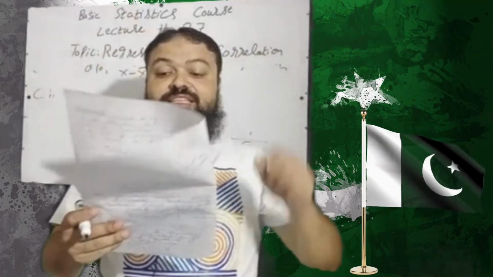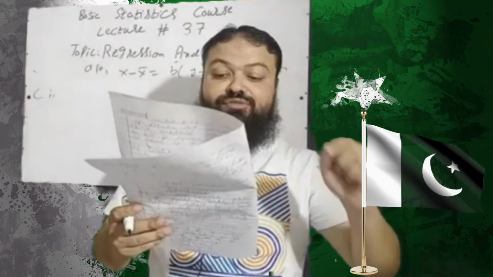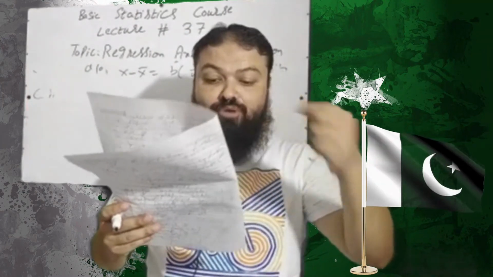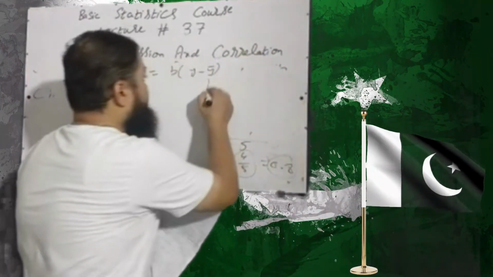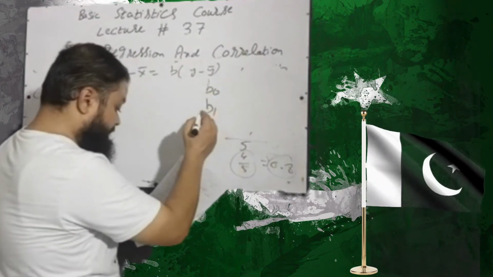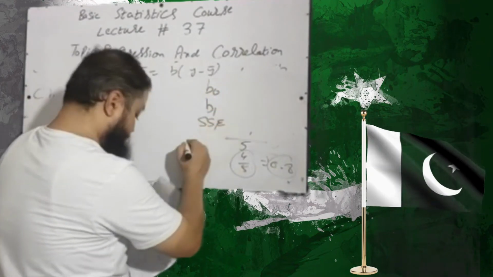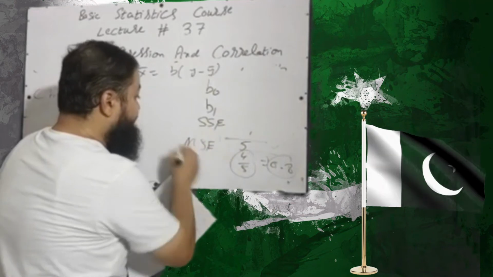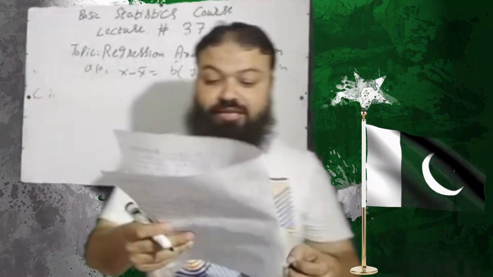Question number 12. The point estimate of the variance of the error term in a regression model is, A option is b naught, B option is b1, C option is SSE, D option is MSE. We know it is mean square error. D is the correct option.